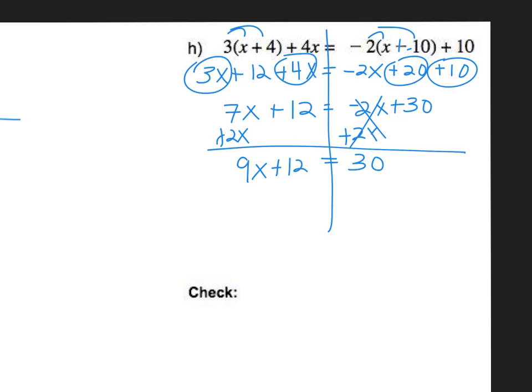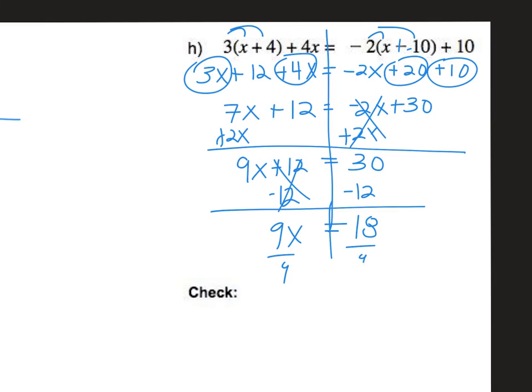To get rid of plus 12, let's minus 12 from both sides, leaving us with 9x equals 18. To get rid of times 9, let's divide by 9. And we're left with x equals 2.